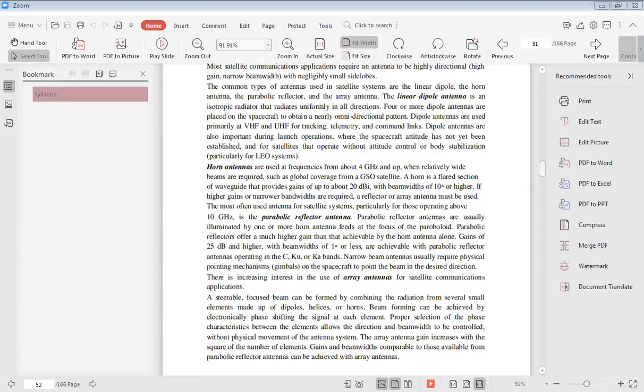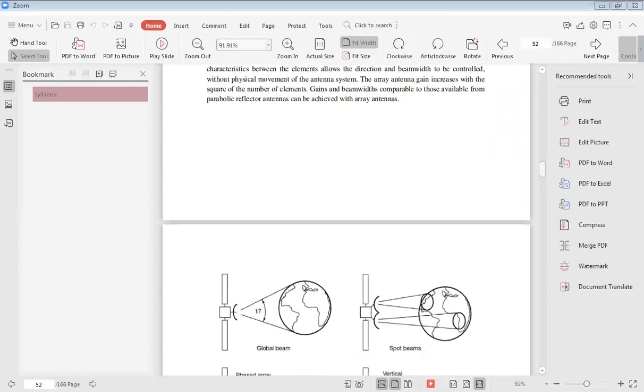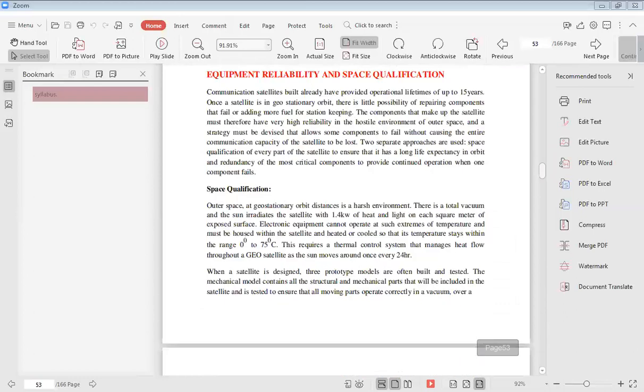Satellite antenna, there are various types of satellite antenna, mainly the horn antenna is used, and I will provide you little notes about this.